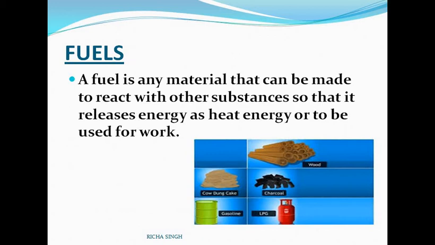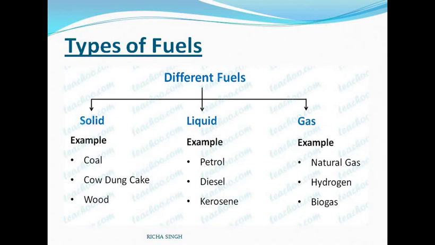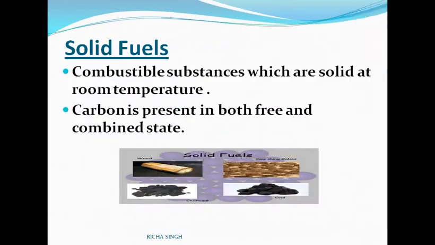Now basically fuels are classified based upon the physical state in which they occur. So fuels are classified as solid fuel, liquid fuel and gaseous fuel. Solid fuels like coal, cow dung cake, wood, they all exist as solid, so they are regarded as solid fuels. Petrol, diesel, kerosene exist in liquid state. And natural gas, hydrogen, biogas, they all are in gaseous state. So let's study each type in detail.